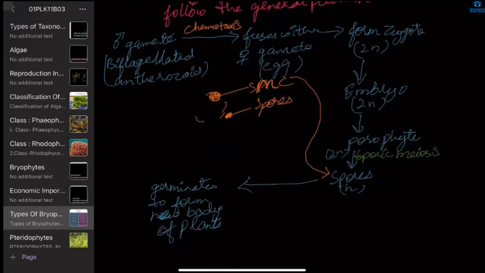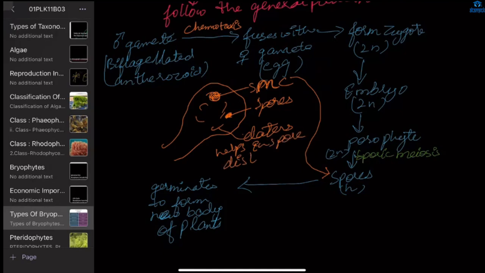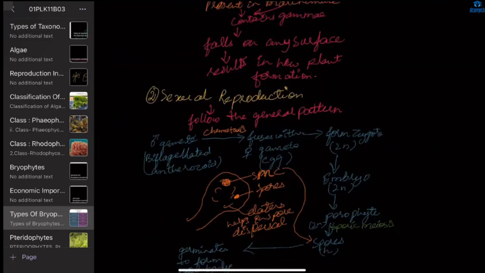Spores are formed when some kind of elaters are present here, which enable spore dispersal. Whenever these elaters open up and close up, they will help in what? Helps in spore dispersal over several places. And whenever the spore disperses, a new plant organism will form. So this is the whole thing about the liverworts.